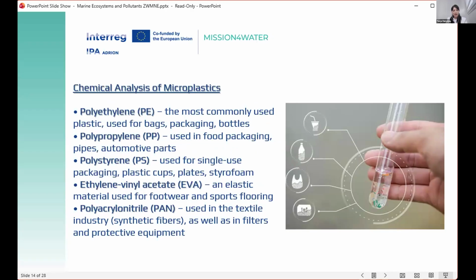When we talk about chemical analysis of microplastic, there are several types that are the most popular. Polyethylene, the most commonly used plastic for bags, packing, bottles, and similar. Polypropylene, used for food packing, pipes, and automotive parts. Polyester, used for single-use packing, plastic cups, plates, and so on. Ethylene vinyl acetate, an elastic material used for footwear, sports, and clothes, and polyacrylonitrile, used in the textile industry, synthetic fibers, as well as in filters and protective equipment. Next slide, please.